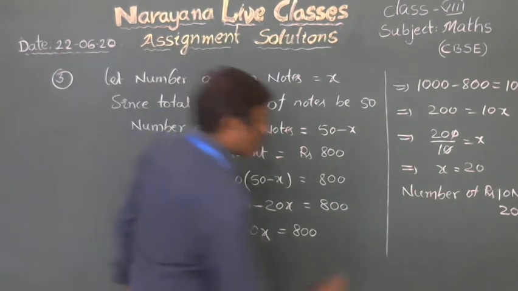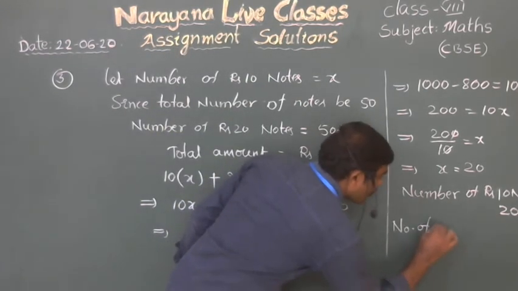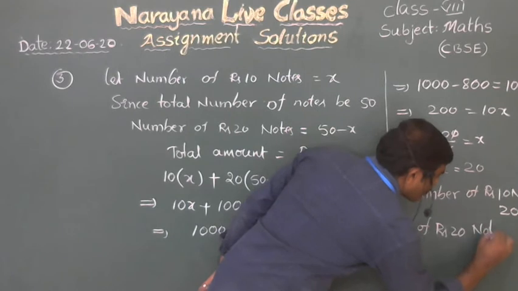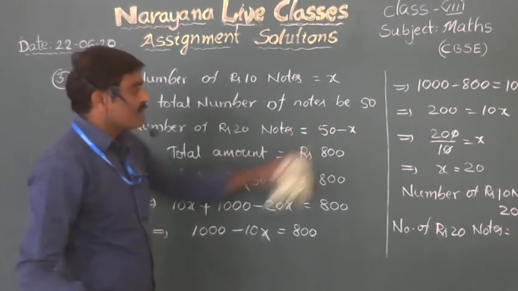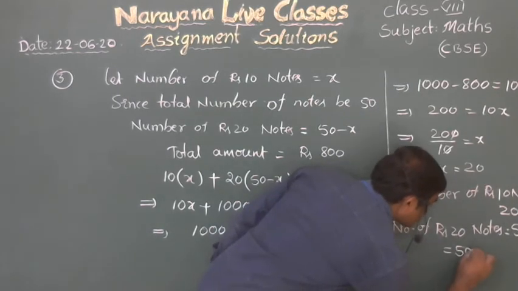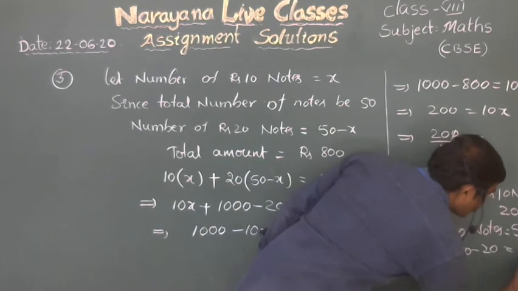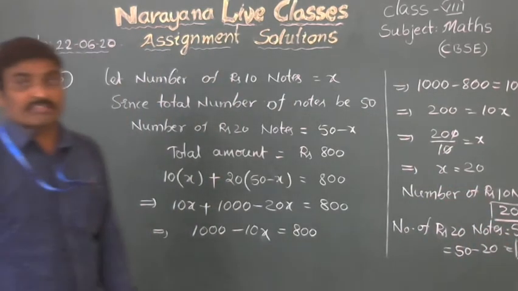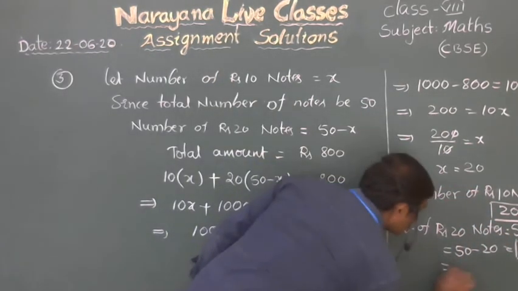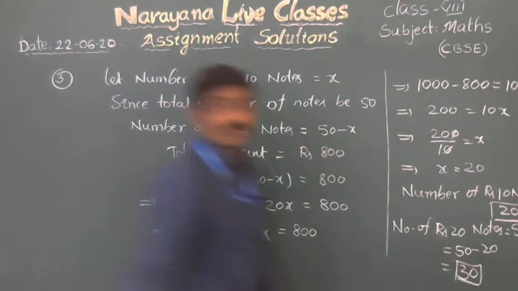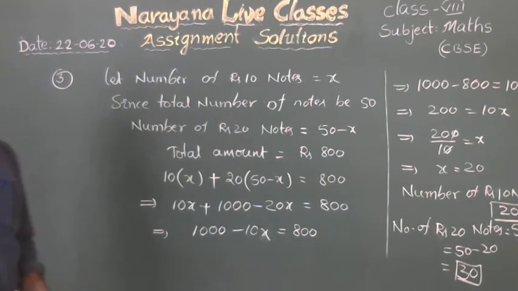Now the number of 20 rupee notes is 50 minus x, which is 50 minus 20, equal to 30. So there are 30 twenty rupee notes and 20 ten rupee notes. So this is the third one. Okay children, let me explain the fourth one.